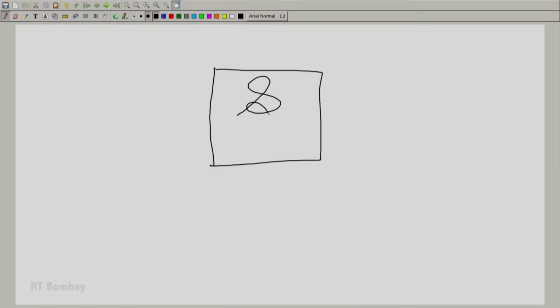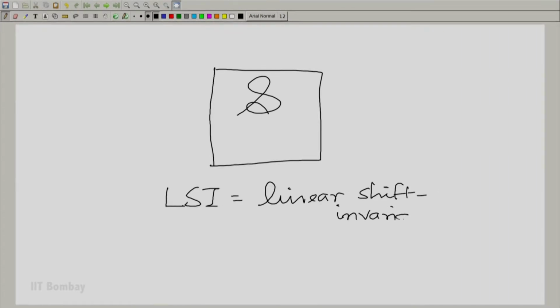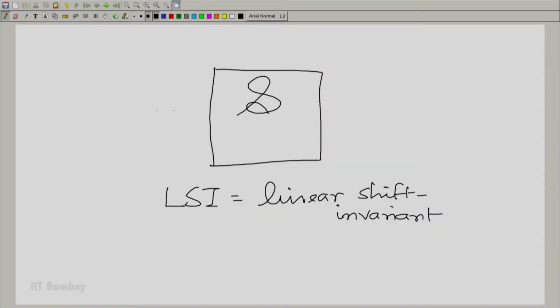So, once again we have this linear shift invariant system, and I am going to abbreviate linear shift invariant with LSI. I am going to use this abbreviation all for the future. By the way, shift invariant is replaced by time invariant if the independent variable is time. So, time invariant is a special case of shift invariant. Anyway, let us get back to work here.